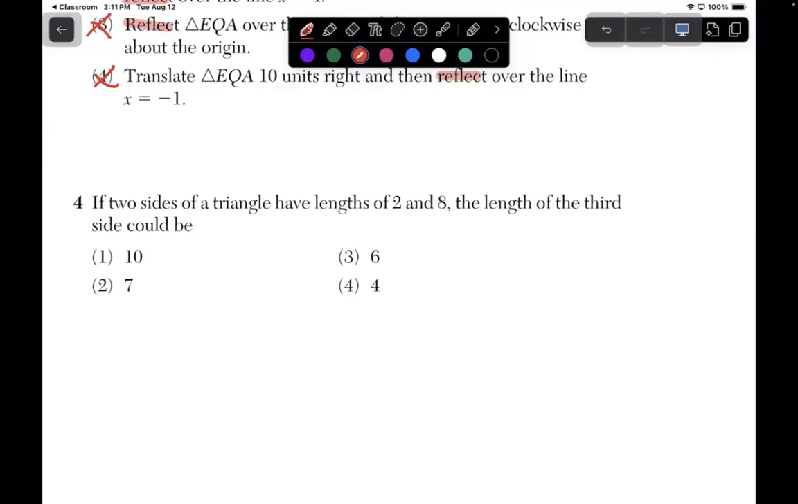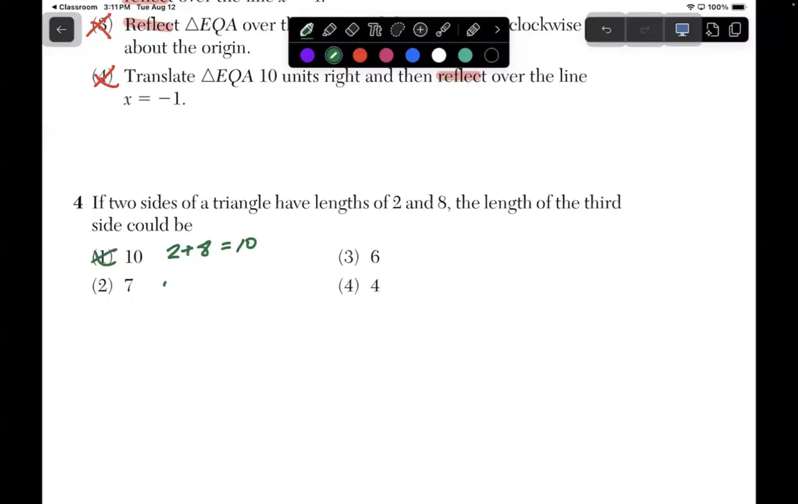If two sides of a triangle have the lengths of 2 and 8, the length of the third side could be... well, we have a little triangle inequality theorem here. So the two shorter sides have to be longer than the third. So in this case, what is 2 plus 8? Is that greater than 10? No, that's equal to 10. So it can't be that one.